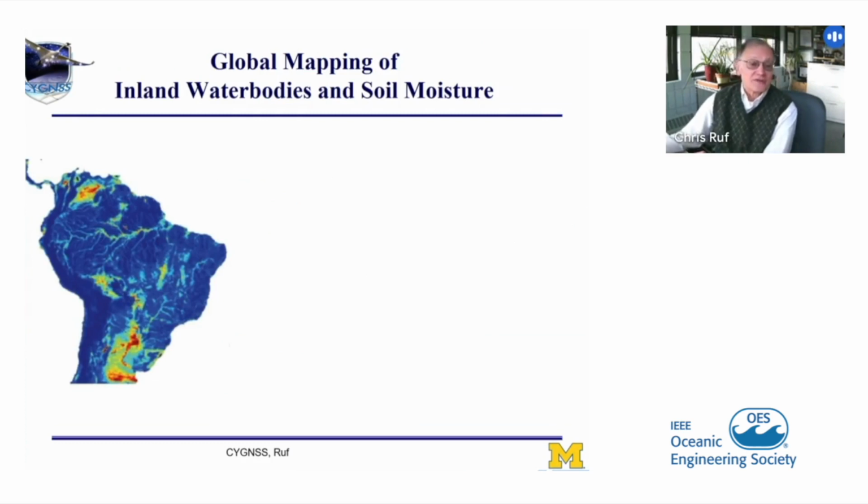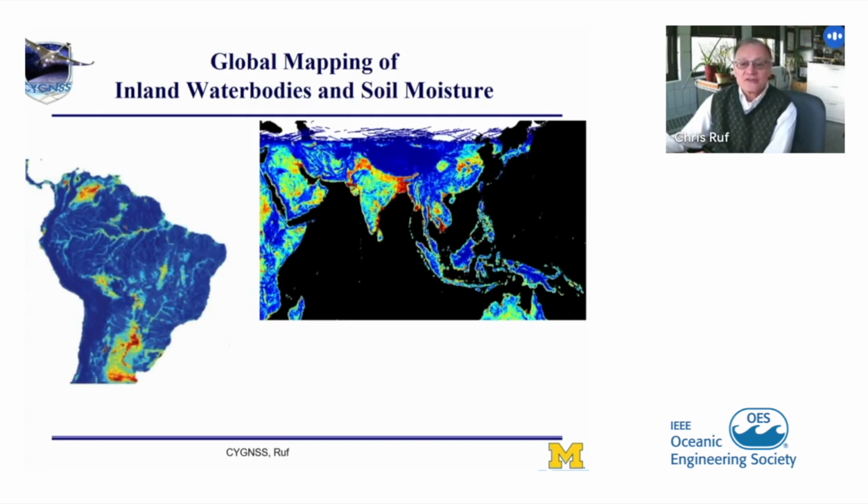And here are some other examples of inland water body imaging over South America. This is a Cygnus image, and then this is Southeast Asia, a Cygnus image. And then when you're over land without water, you're also sensitive to the dielectric properties of the soil, which change with the moisture content, and that changes the reflectivity of the signal. And from that dependence, if you look at the variations in the reflectivity over land without water, you can estimate the volumetric soil moisture content, or the water content of the soil.